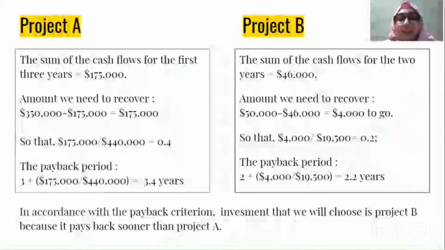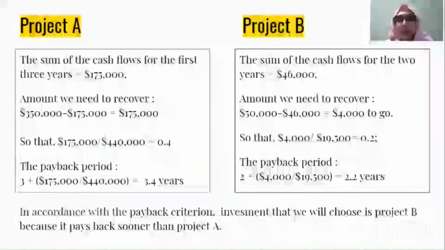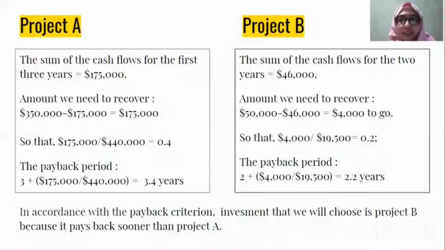So we divide the $4,000 by 19,500. So the answer is 0.2. So the payback will occur 20% of the way into the year. The payback period is thus 2.2 years. So if we get the question, which one will we choose? We choose project B, because it pays back sooner than project A.